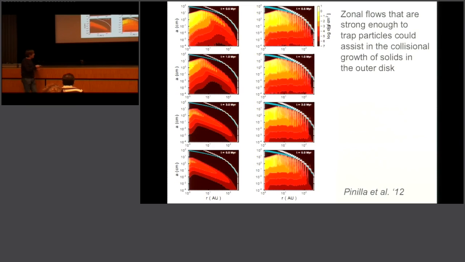And so Pinilla et al., as you can maybe see from these plots, considered quite small-scale zonal flows, because that way, if they're radially small, a relatively small amplitude will lead actually to a pressure maximum. So there's a little bit of tension here between the simulations, the direct simulations, and what's assumed in these collisional models. In the collisional models, people tend to assume rather narrow zonal flows, whereas the evidence from the simulations tends to support instead rather broader structures.